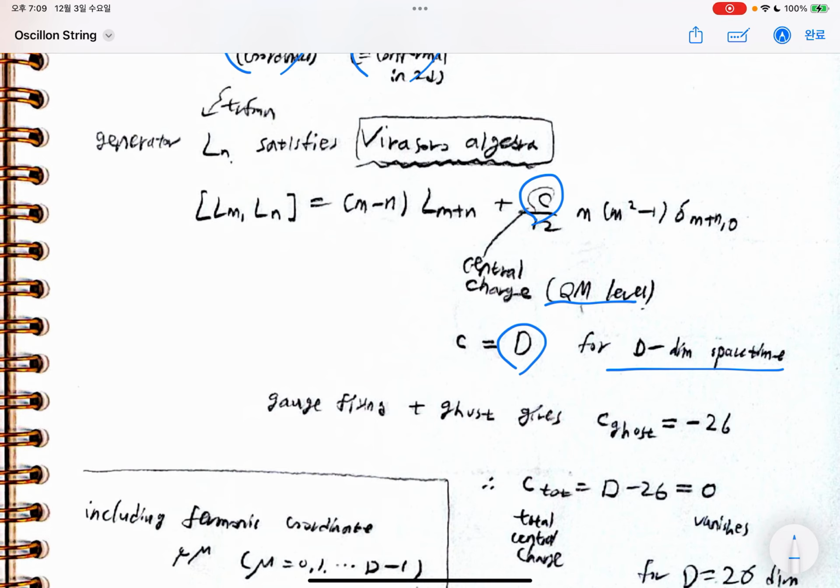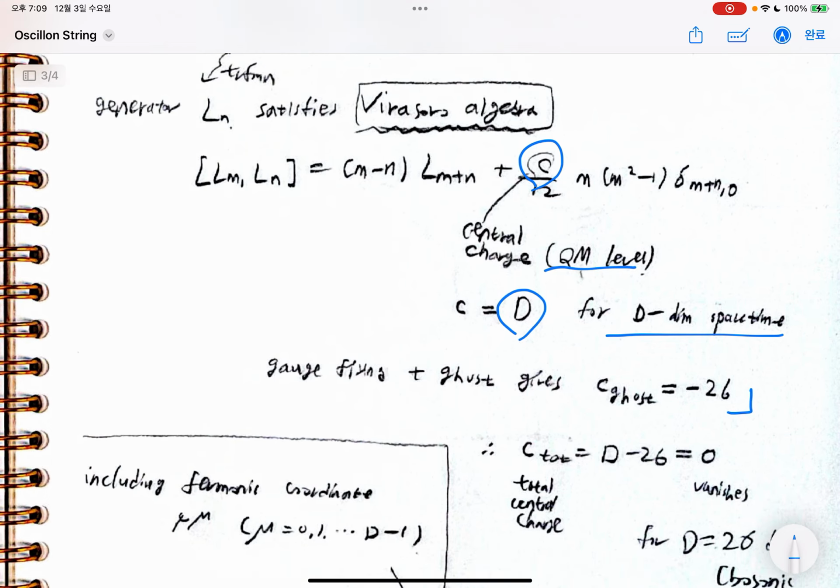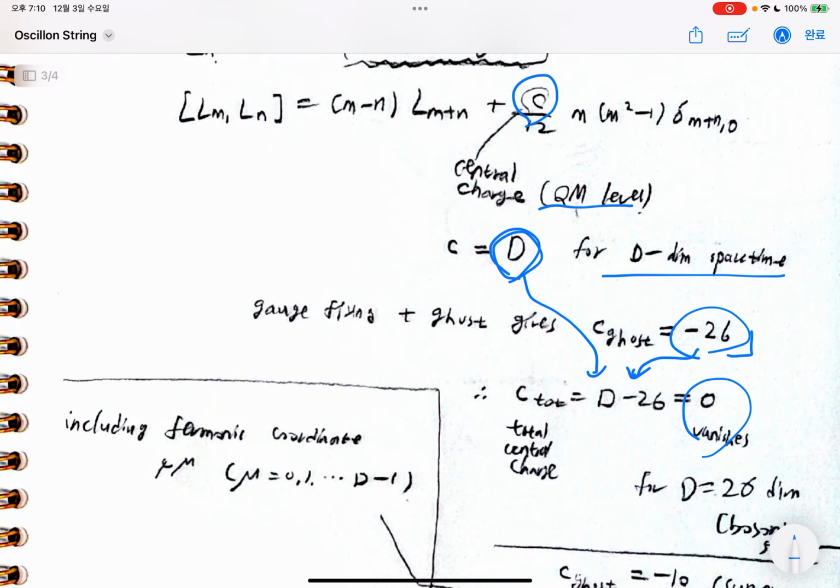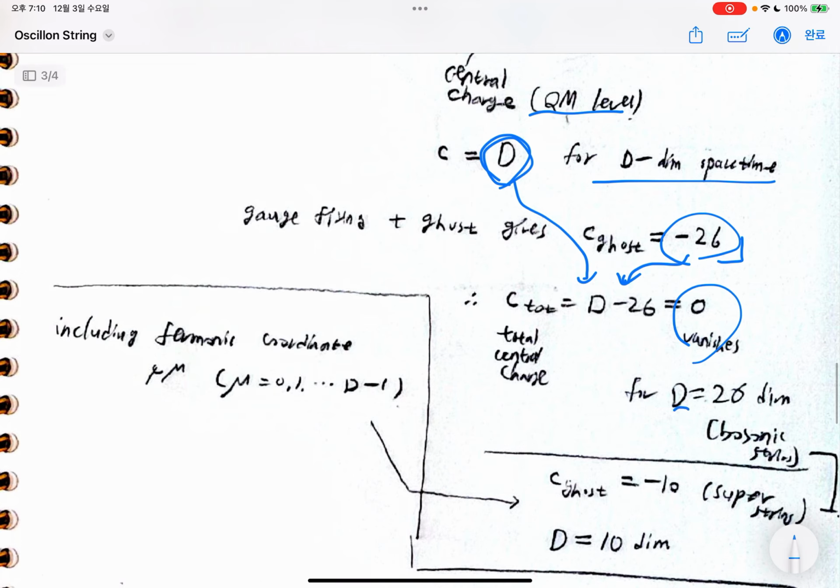If we consider gauge fixing and the ghost, like the Faddeev-Popov technique in quantum field theory, then the ghost contributes a central charge of minus 26. So the total central charge is given by the original one, d, and minus 26 from the ghost. And we want to make the theory anomaly free, so the total central charge should be balanced. To make an anomaly-free theory, the dimension of space-time for the bosonic string should be 26.